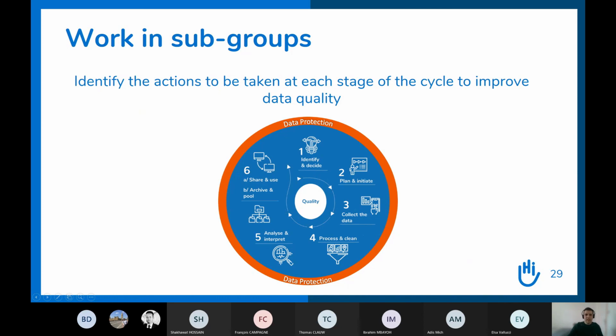So once again, you will have a Framapad to take notes with all the steps of the cycle in the pad, so you can write directly. And the idea is for each step, try to discuss, okay, what can we do at this step to improve the quality of the data and to make sure that we will have good quality data.